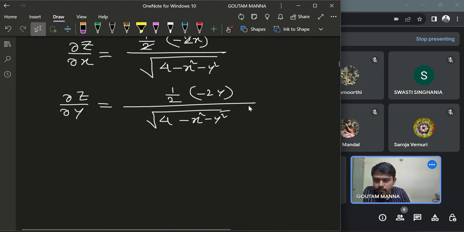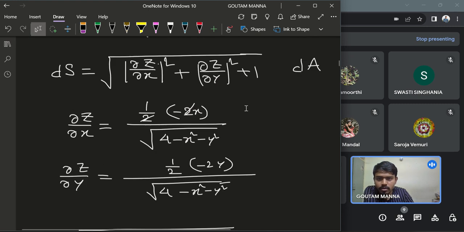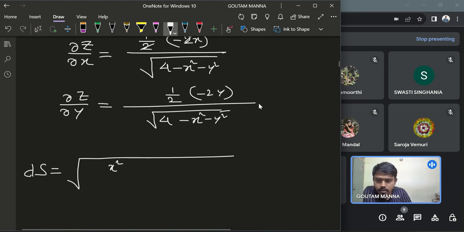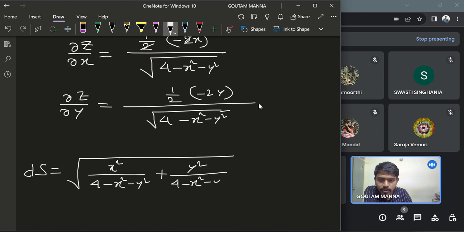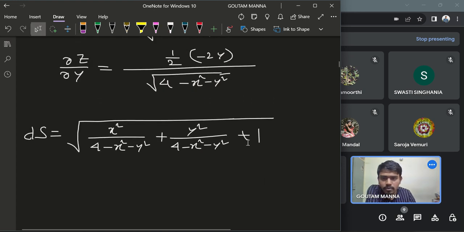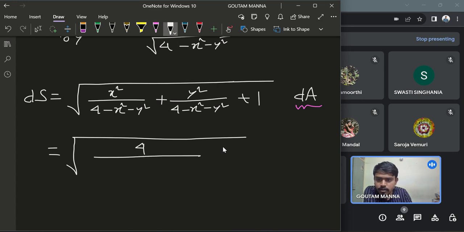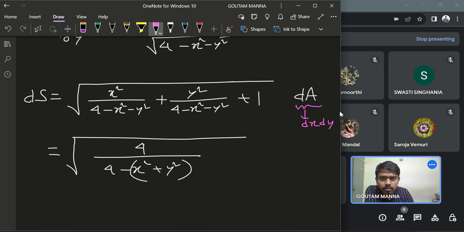So then this ds will be root under x square divided by 4 minus x square minus y square, plus y square divided by 4 minus x square minus y square, plus 1, times dA. Let me do the summation first. So it will be 4 divided by 4 minus x square minus y square. So dA in Cartesian coordinate will be dx dy.